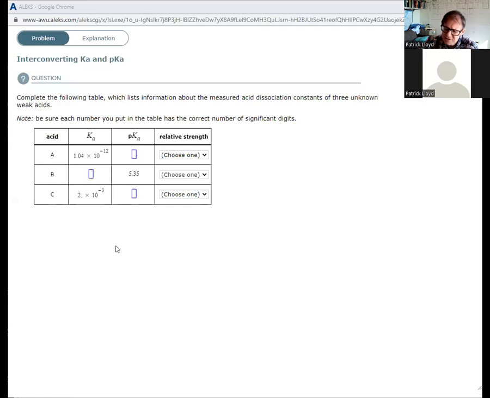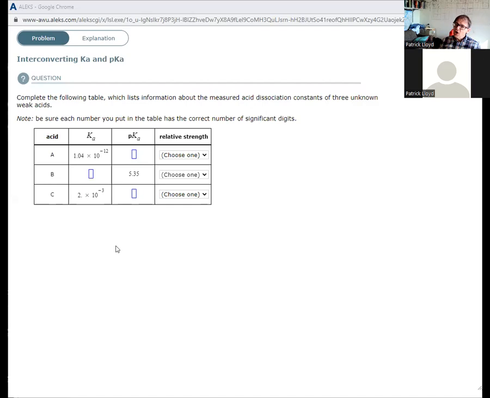First one's a nice, easy one. Interconverting Ka and pKa. So I talked a little bit about pKa. pKa is an important parameter. pKa's have values that are sort of like pH, 1 or 2 or 5 or 10. So they're useful numbers for keeping in your head, right?